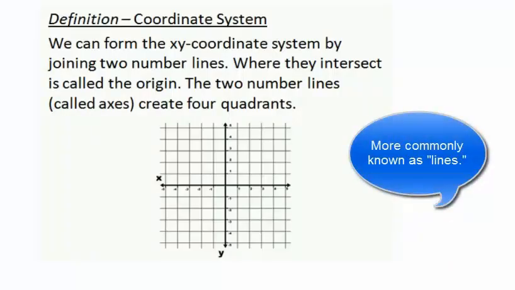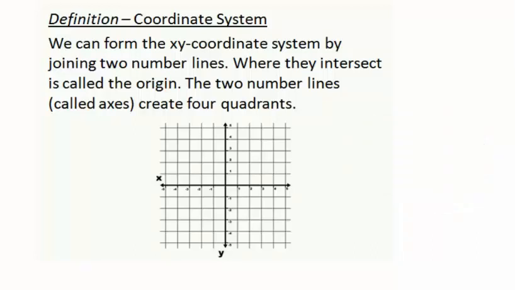to take a look at linear equations in two variables. And we're going to start here with a definition of the coordinate system. So if we take two number lines and join them together at the point 0, we get the xy coordinate system. This point of intersection, 0, 0, is called the origin.